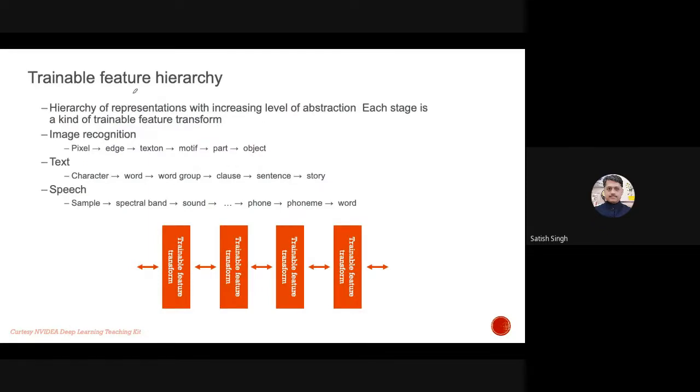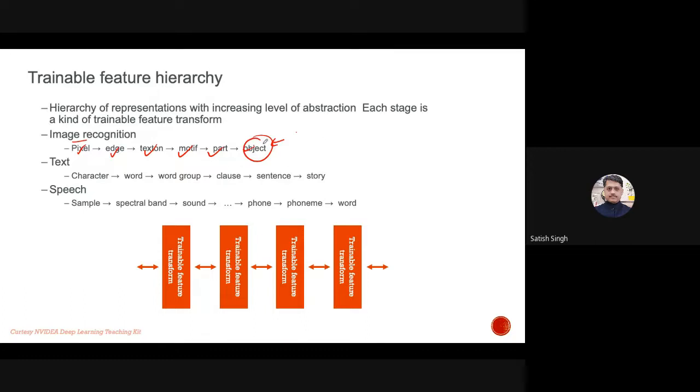So trainable feature hierarchy can be seen in this way. Suppose image recognition: you can consider the pixel as the lowest level feature, then edges, texton, motif, part, or object. So object is the highest level of feature, or you can say the most abstract feature. In case of text: character, word, group, clause, sentence, story. Speech: sample, spectral band, sound, phoneme, word. So if you are doing the representation in this way, then it is fine.